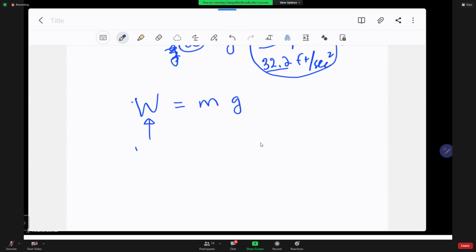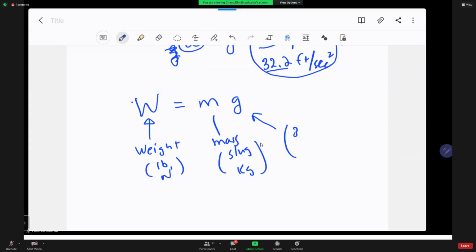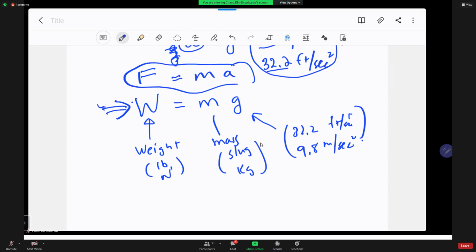This is the weight in pound or Newton, and this is the mass in slug or kilogram, and this is 32.2 feet per second squared or 9.8 meters per second squared. So basically force is equal to ma, but this is a special case of it. Just remember those.